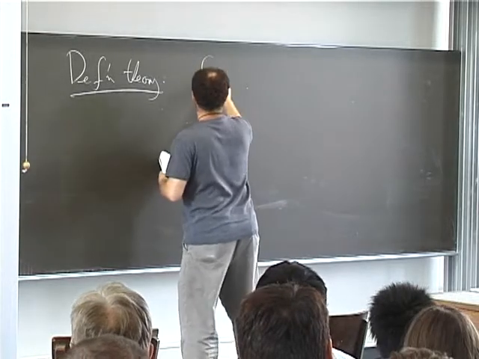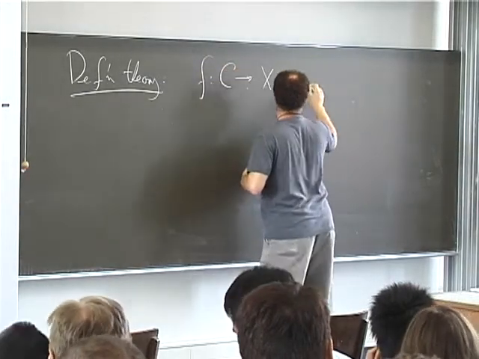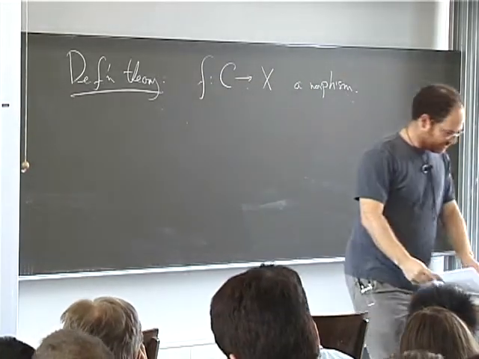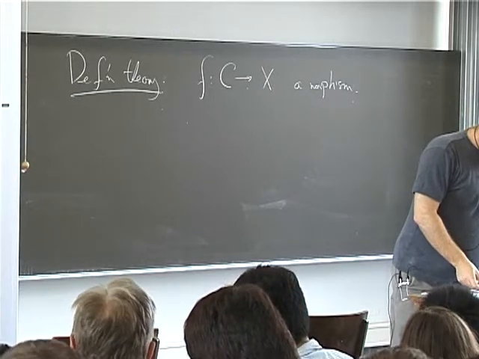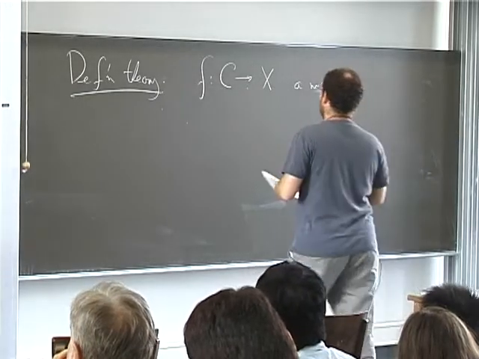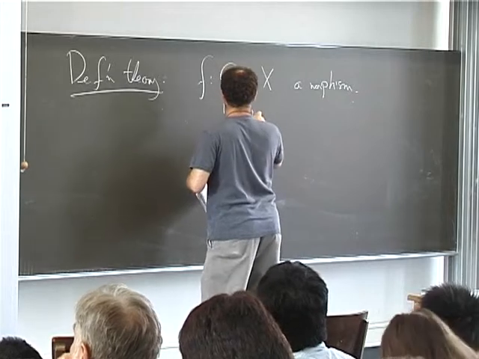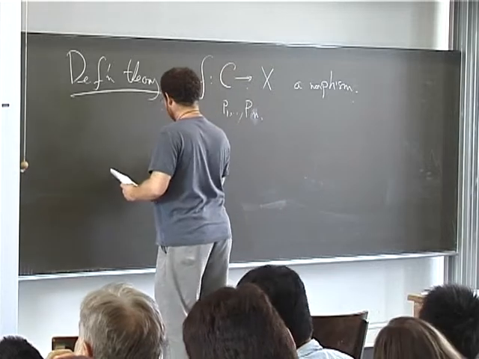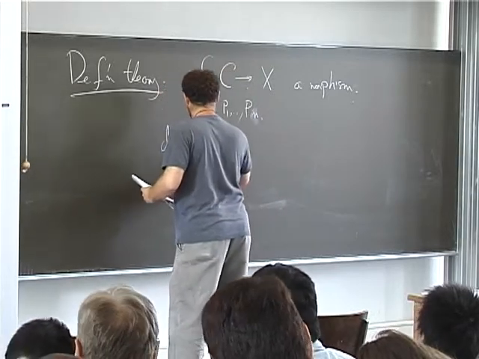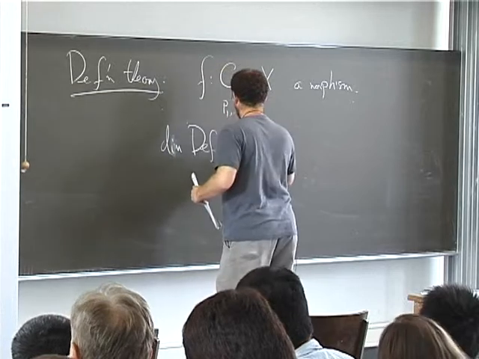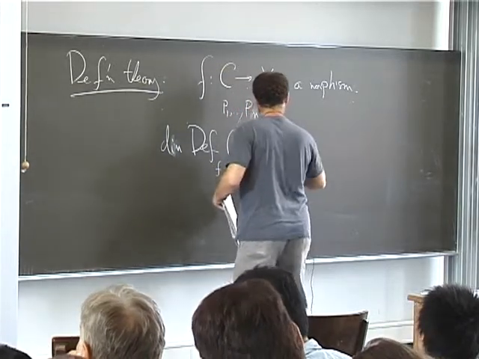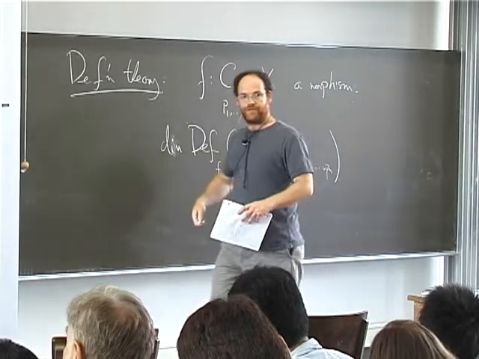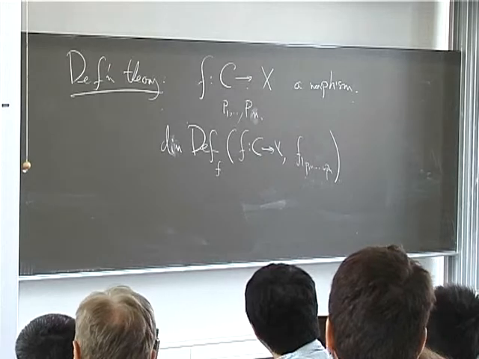So suppose I have a map from a curve C to X, a morphism. And I have, let's say, n points on the curve. Then I want to estimate the dimension of the deformation space at this map f, of those maps that fix the points P1 through Pn.